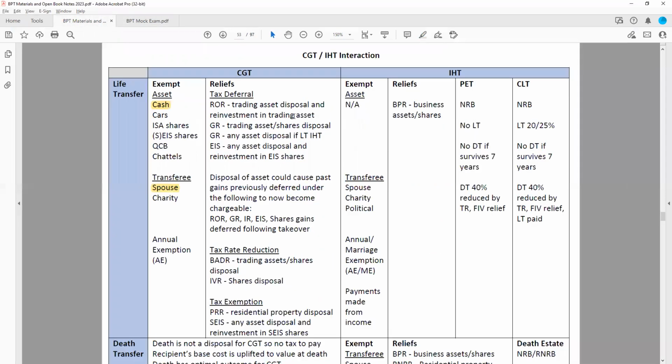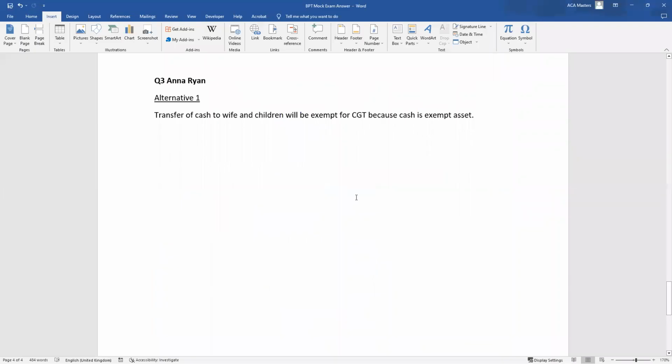But then what about inheritance tax? So, inheritance tax, lifetime transfer. Remember, there aren't really any specific assets that are just exempt from inheritance tax. Yes, there might be some reliefs, but there aren't any particular assets. If it's being transferred to a spouse, though, similar with CGT, obviously that's exempt. So that's quite straightforward for IHT. So you could say transfer of cash to wife will be exempt for IHT as a spouse transfer.